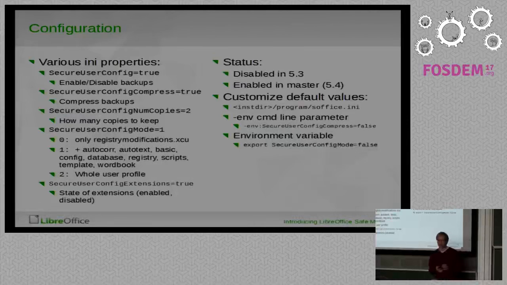Okay, how to customize the default values. These values are defined in the installation directory, program, soffice.ini or soffice.rc on Linux. Don't know what it is on macOS. Then you can use the -env command line parameter to give each of these options a different value, or a normal environment variable.